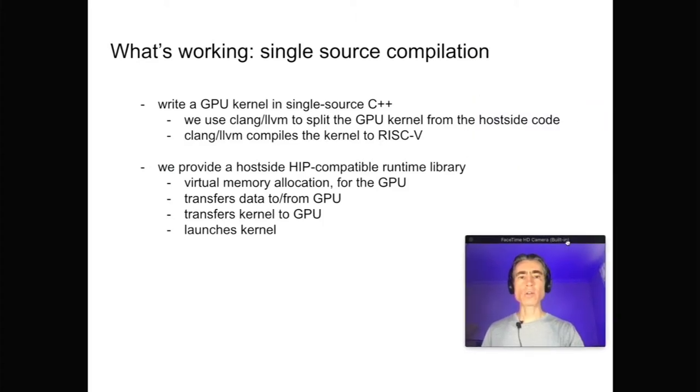So what's working? Single source compilation works. So you can write some C++ that contains a GPU kernel. You can compile that. That kernel can then be run on the simulated GPU. This all works today. The compilation is using Clang LLVM to split out the GPU kernel from the host-side code and then compile that kernel into RISC-V. We need to provide a runtime library, and I'm providing a HIP-compatible runtime library. The runtime library handles things like virtual memory allocation for the GPU, transferring data to and from the GPU, transferring the kernel to the GPU, and launching the kernel. So this exists today, this works today.